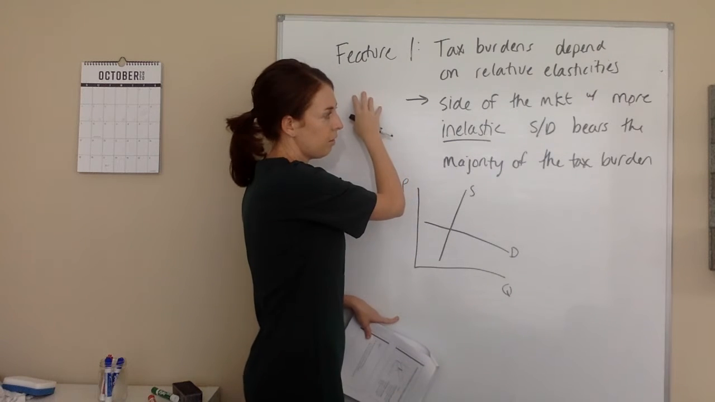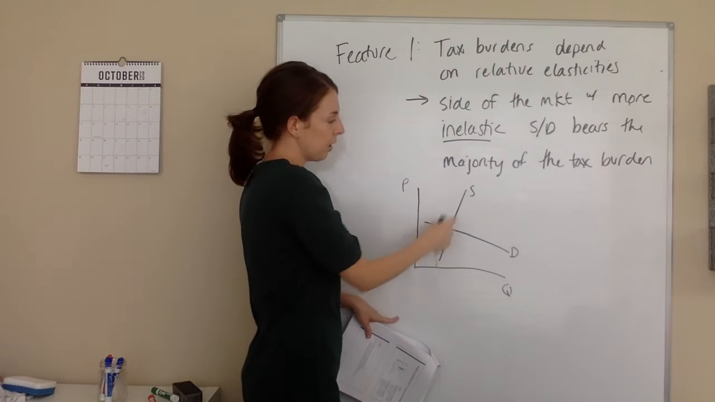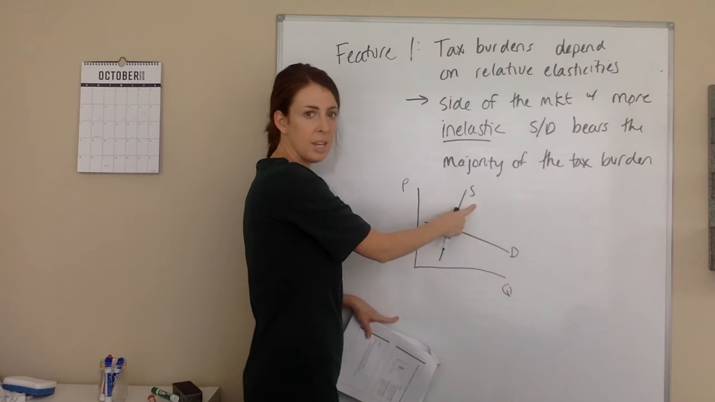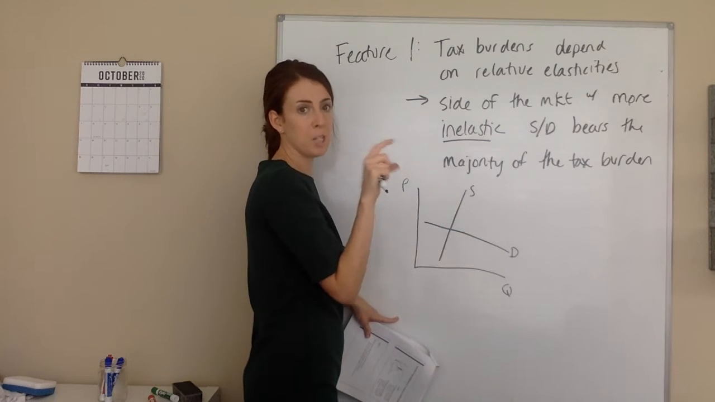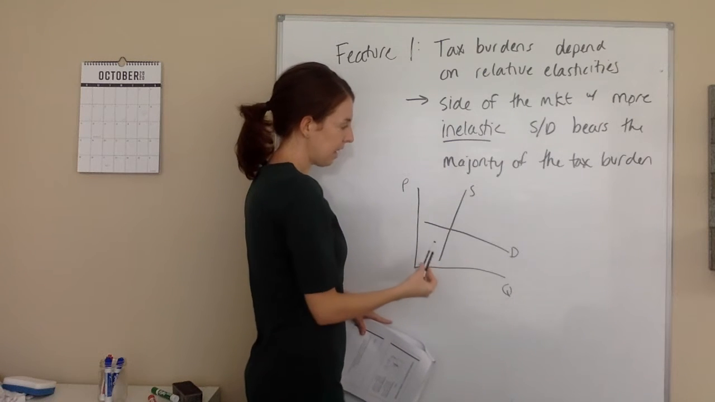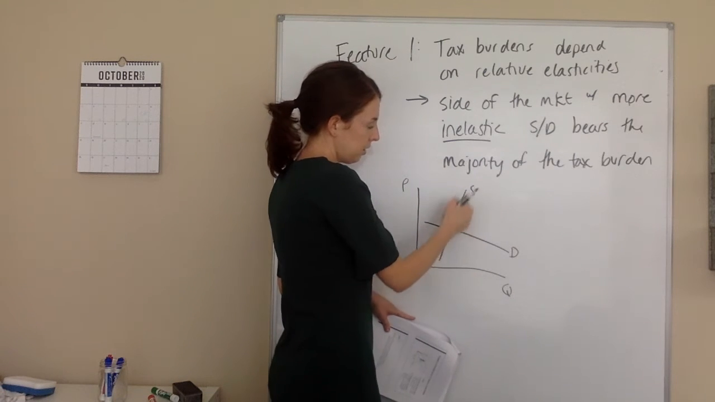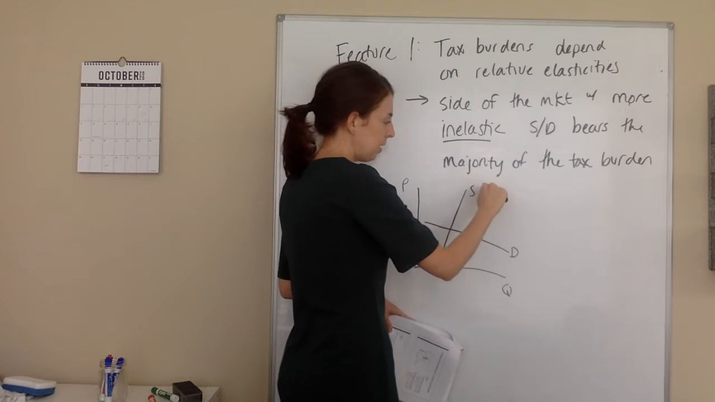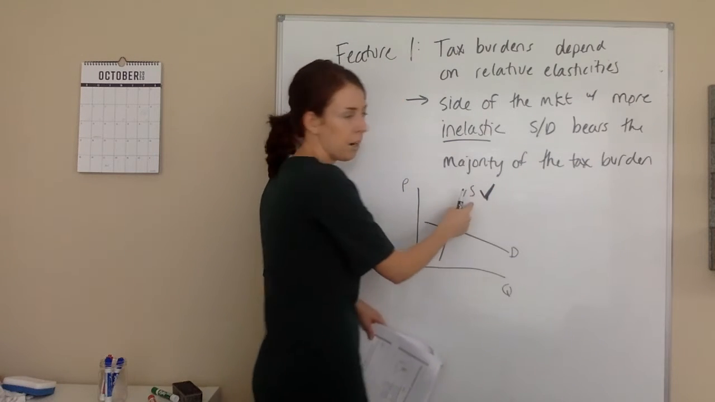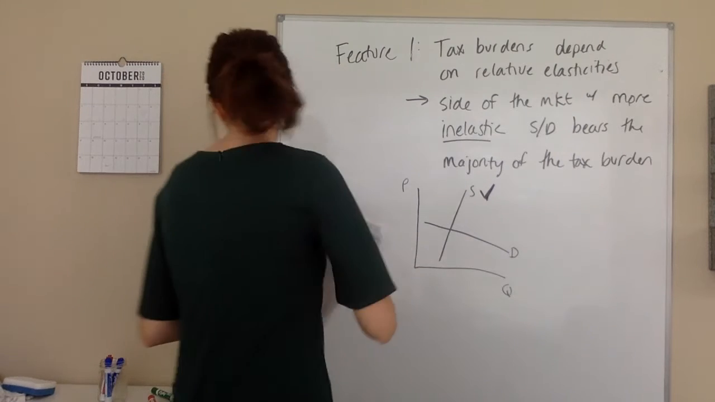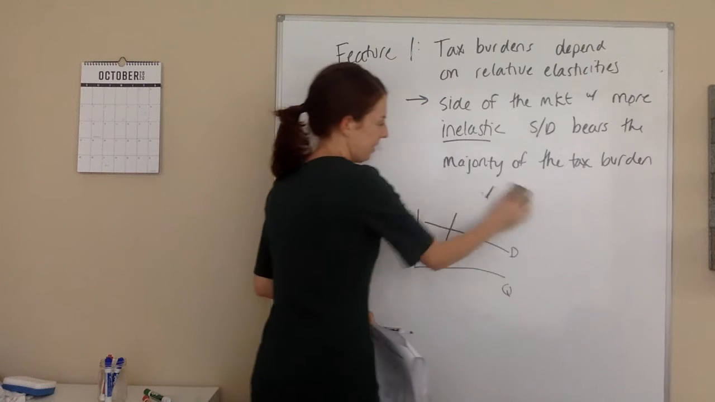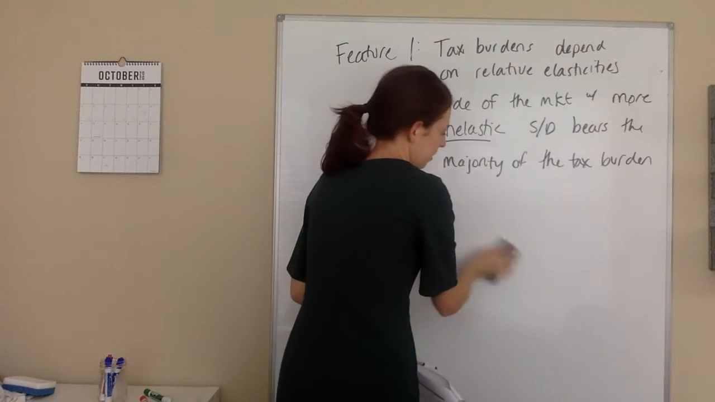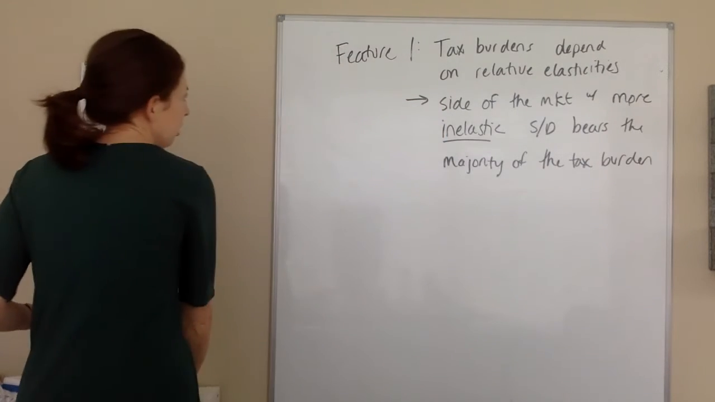Okay, what we have said is that whichever side of the market, supply or demand, is more inelastic, when you impose a tax on this market, that side of the market that's more inelastic is going to be the one that has a bigger tax burden than the other. So in this case, the supply side is more inelastic, so that would mean if you impose a tax on this market, suppliers are going to have a bigger burden. Okay, this will make more sense when I give you a firm example, but for now that's kind of the feature.